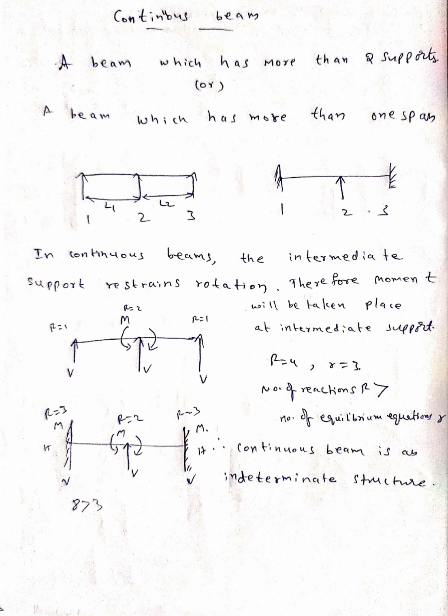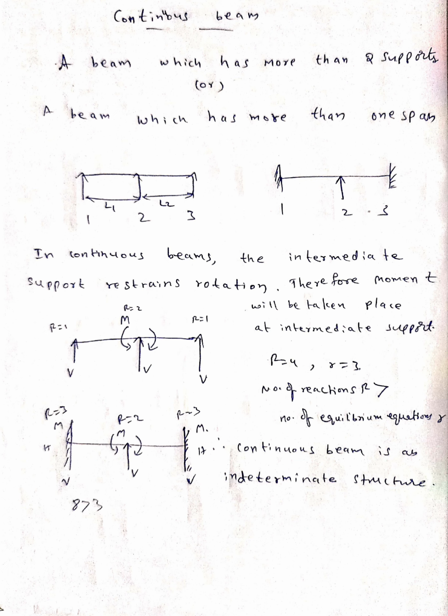In continuous beams, the intermediate support restrains rotation. Therefore, moment will take place at the intermediate support. This is a very important point we have to remember in the continuous beam. At intermediate support in the continuous beam, moment will be there. Moment is not equal to 0. Moment is present. We need to find out the moment.